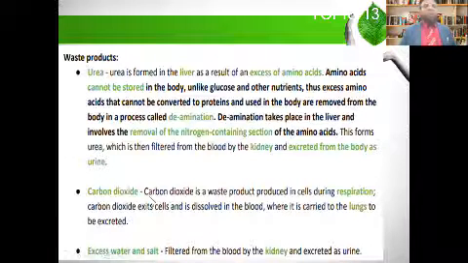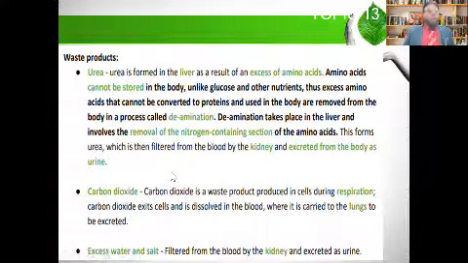Okay, another is a metabolic product. Which is the metabolic product? That is carbon dioxide gas. The removal of carbon dioxide gas is also called excretion, which is made by the process of metabolism. Another is excess water and salt. Excess water and salt removal is also excretion.